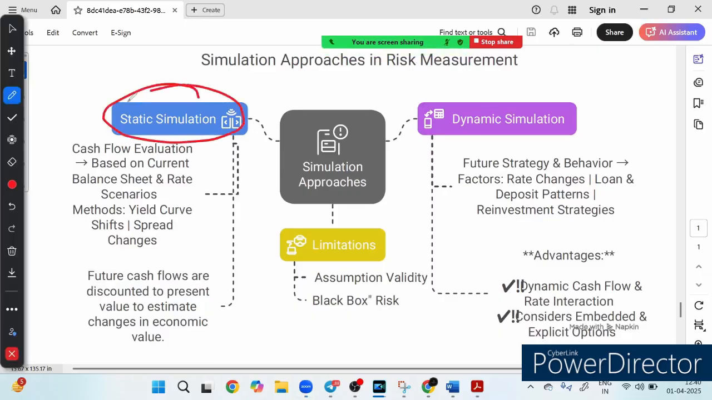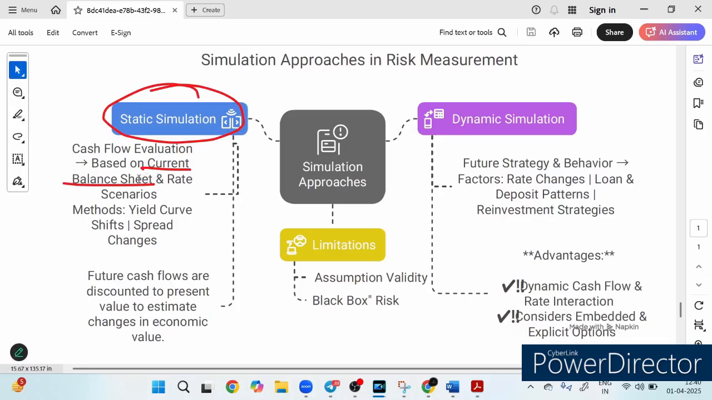What is a static simulation? It is a snapshot. Basically, this method evaluates the cash flow based on the current balance sheet and interest rate scenario. So cash flow evaluation is done based on the current balance sheet and interest rate scenario. That is called a static simulation.